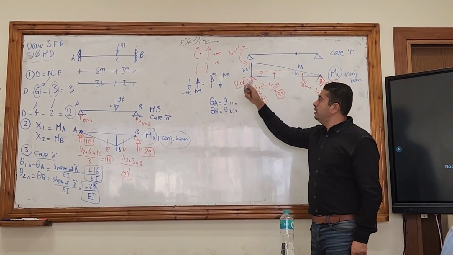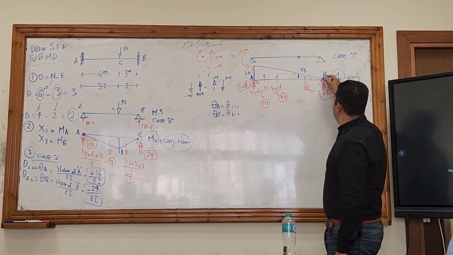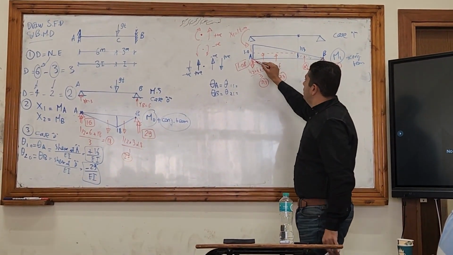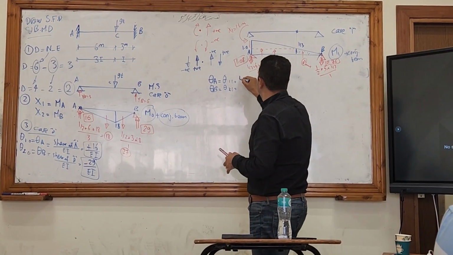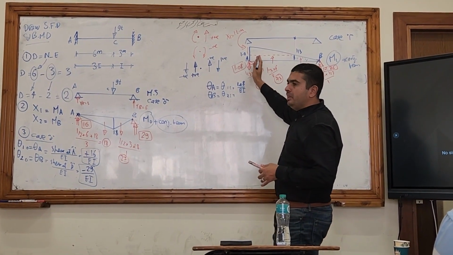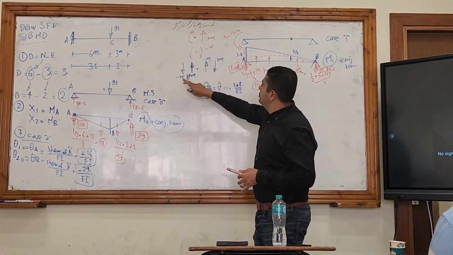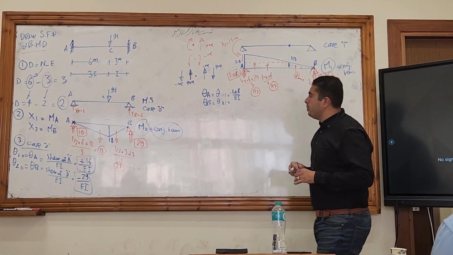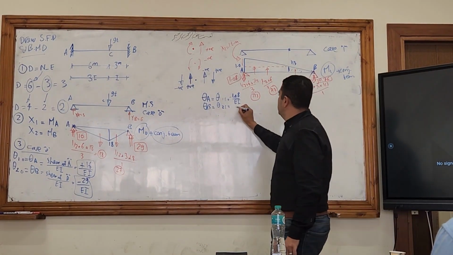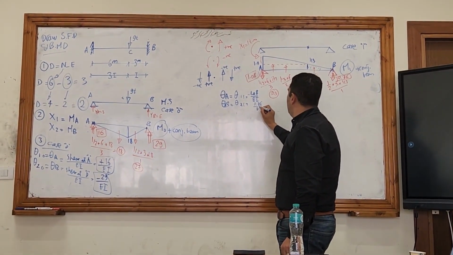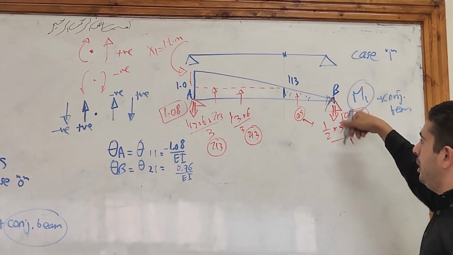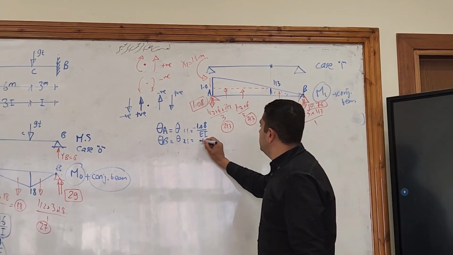What is the theta at A? It's the shear at A. Theta at B, the shear at B. Shear at A is 1.08 divided by EI. I calculated the 1.08 from the left, and it's downward, so negative. Theta B is 0.76 divided by EI. I calculated it from the right and downwards, so it's positive.